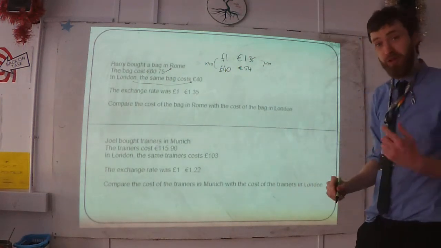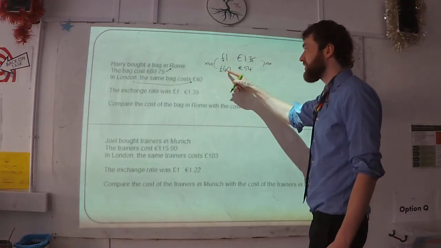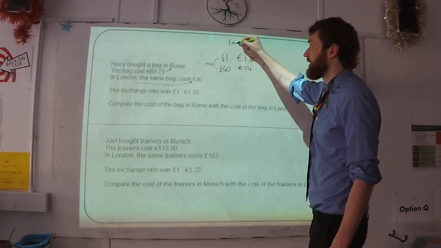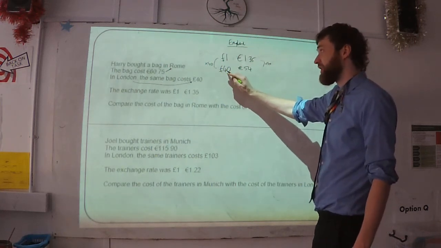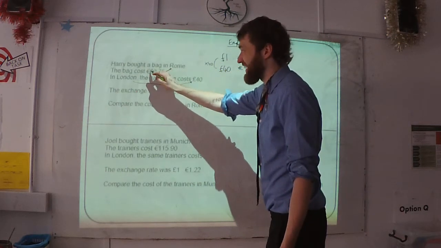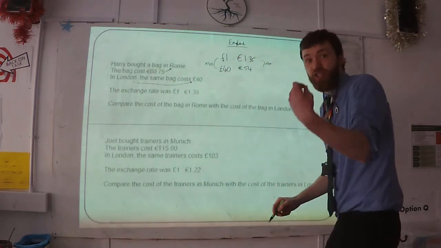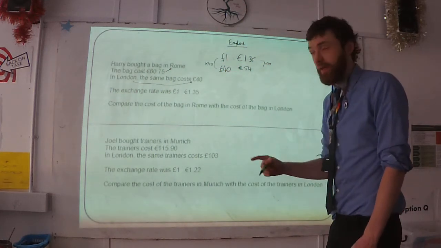Therefore you now look at the question and say, well, if that bag was in England, so this is the England bag, it will be €54, whereas in Rome, it's €60.75. So it's cheaper, therefore, in England to buy the bag. Okay, so that was that one.